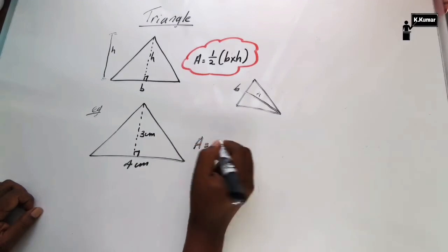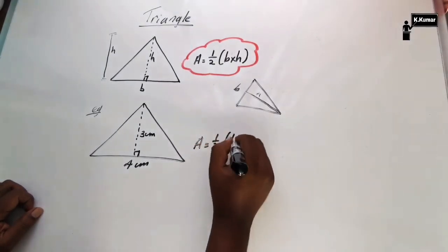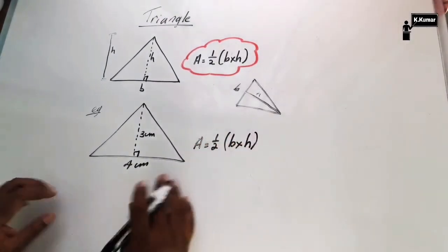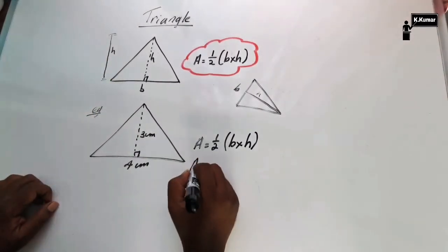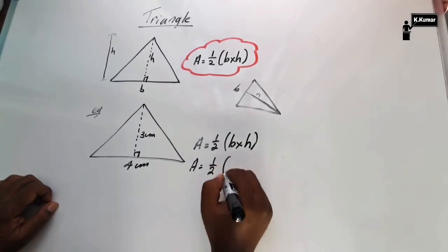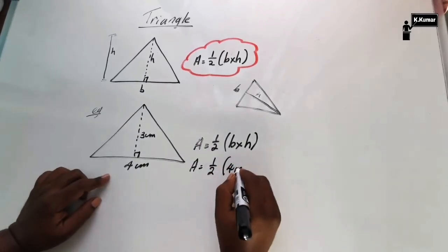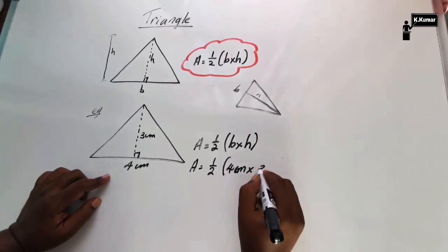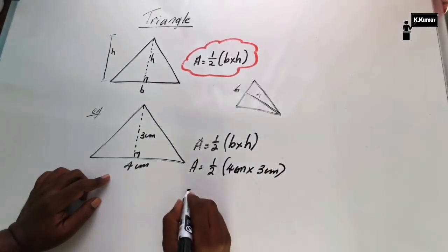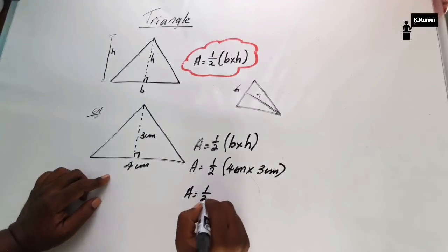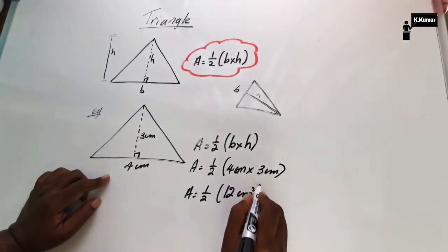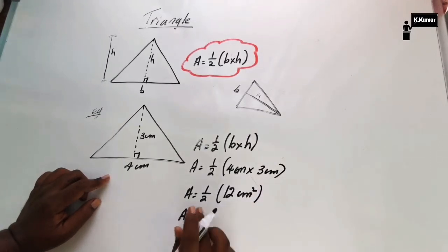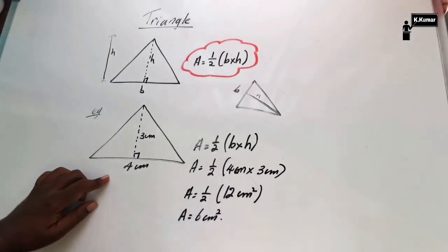So A equals half base times height. Looking at our triangle, the base is 4, the height is 3. So A equals half of 4 cm multiplied by 3 cm. A equals half of 4 3s, 12 cm squared. A equals half of 12, which is 6 cm squared.